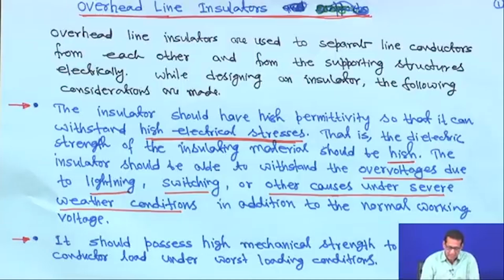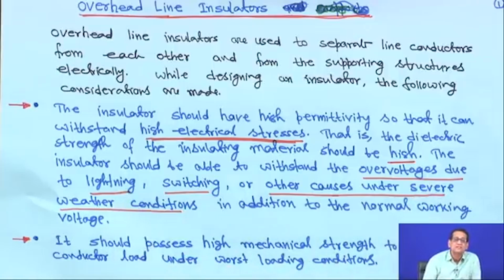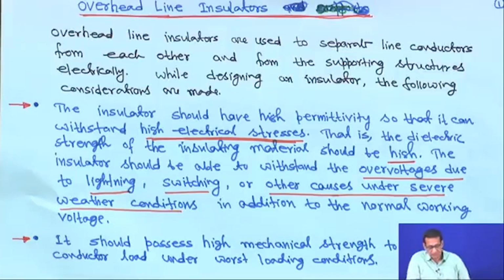The insulator should be able to withstand over voltages due to lightning stroke, that lightning is a phenomenon, right, and switching or other causes under severe weather conditions. In addition to your normal working voltages, the insulator when designed should be able to sustain the over voltages due to lightning stroke, switching or other causes such as severe weather conditions during windy storms, and in addition to that, the normal working voltage.